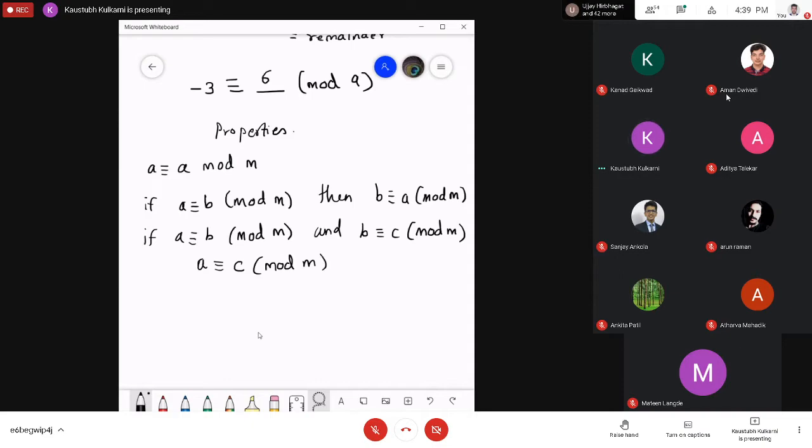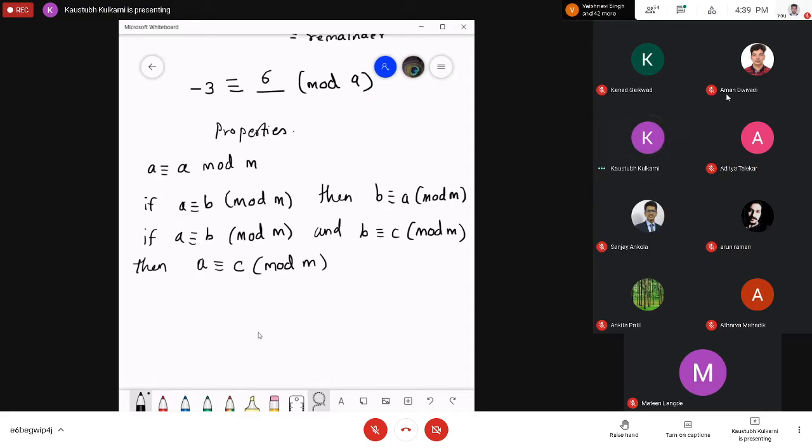If you use this logic, A minus B is a multiple of M, B minus C is a multiple of M. Therefore, A minus C is a multiple of M as well. Okay.